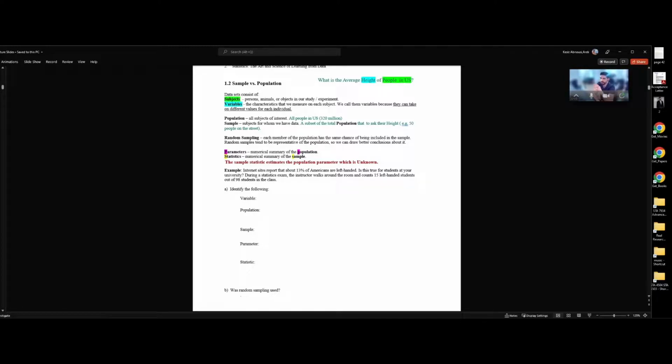So we have to identify the following. First of all, what's the variable in this question, which means what are we interested in finding? What are we asking? What are we trying to find? So the variable in our example previously, or here, is like the height of each student, of each person in the US. Or here you have to think about what the variable is.